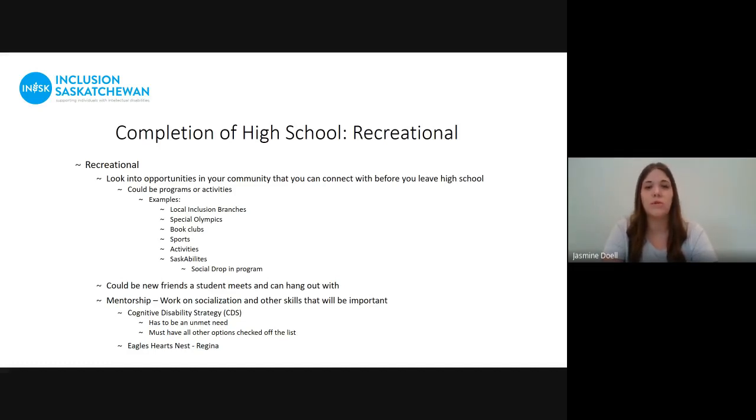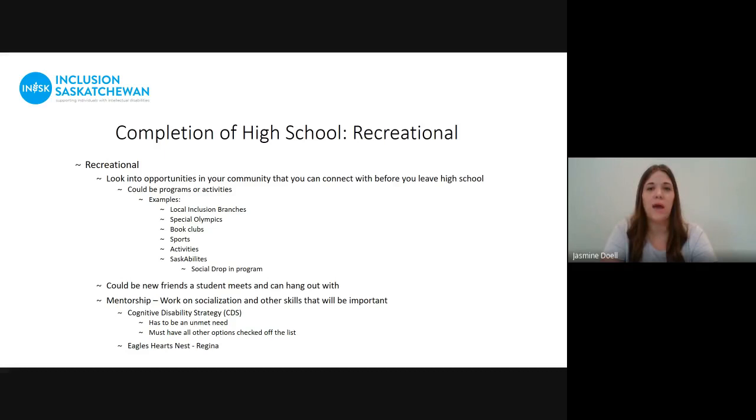Some examples of programs or activities that you can get involved in would be local inclusion branches, or maybe the Special Olympics, or Sask Abilities has a social drop-in, or you could be involved with sporting activities. There are many different options. It is important that the student puts themselves out there and is able to meet new individuals and develop friendships that will last outside of high school. If the individual does not have that socialization piece in their lives, then we often see mental health decline. And once mental health decline happens, it is difficult to get the person back on their feet and get their skills back. Mentorship is another possibility to help the individual work on socialization and other skills.